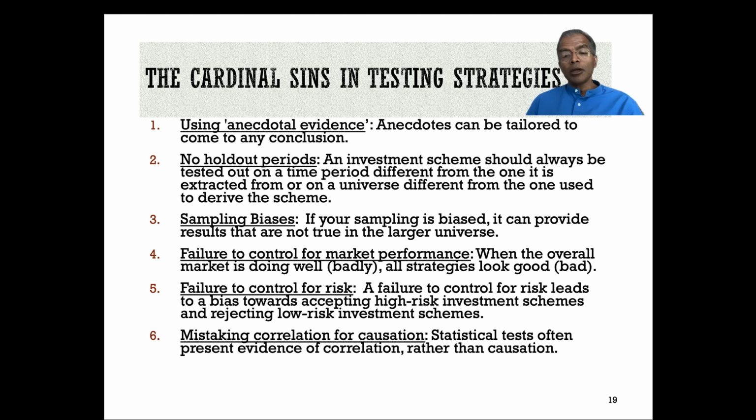Failure to control for market performance. Finding that your strategy made 15% a year for the last 10 years looks impressive until I tell you the S&P 500 is up 25% a year for the last 10 years, right? You have to control for market performance. If your strategy is riskier or safer than average, you've got to control for those risk differences.